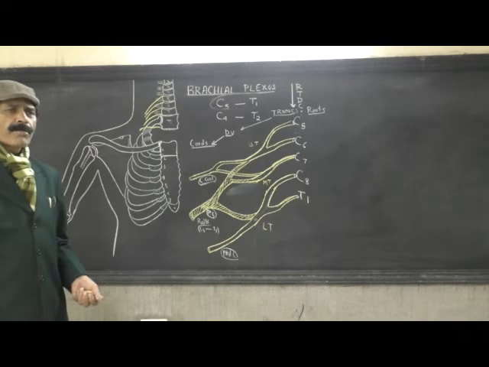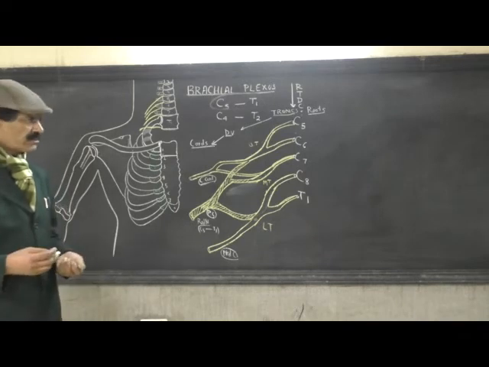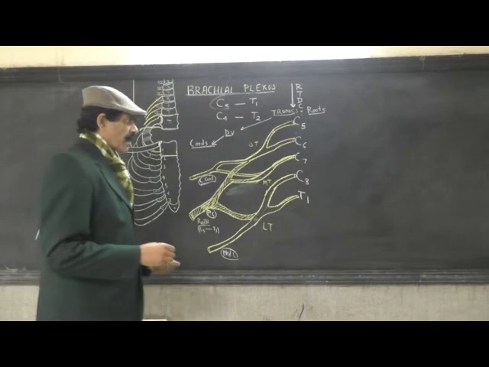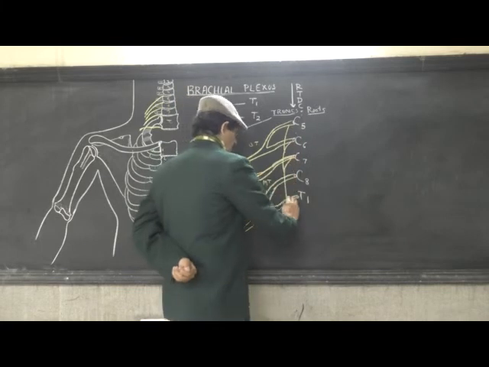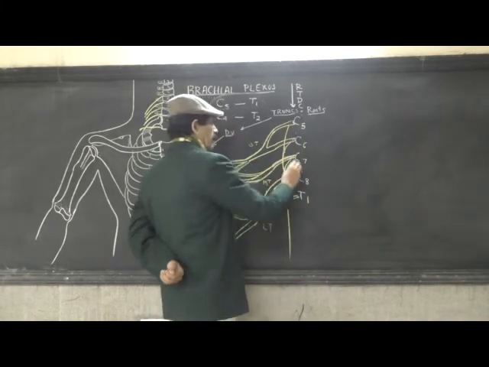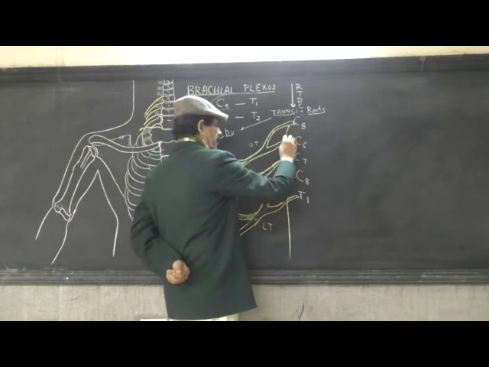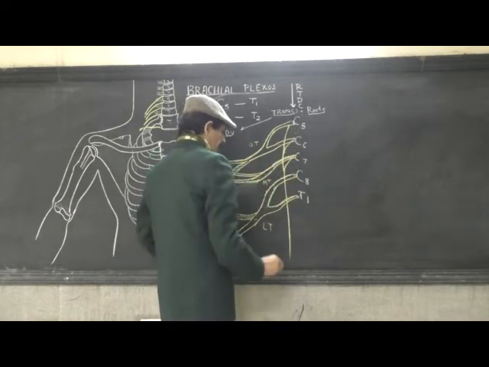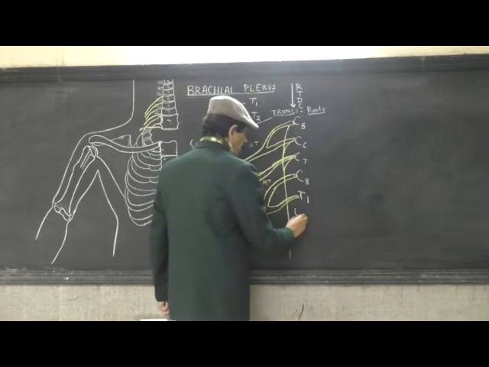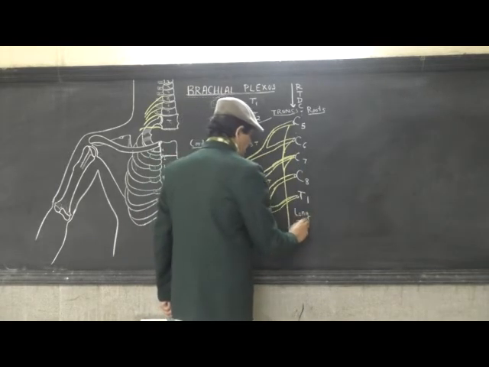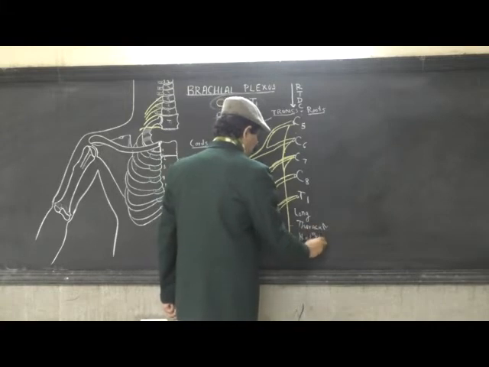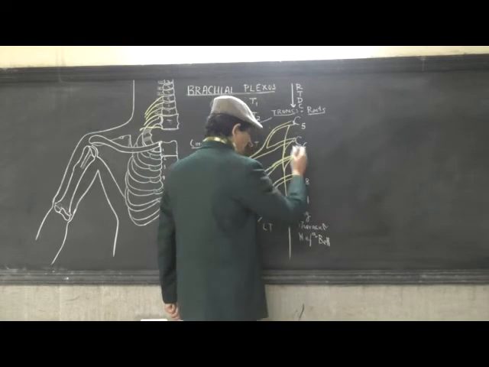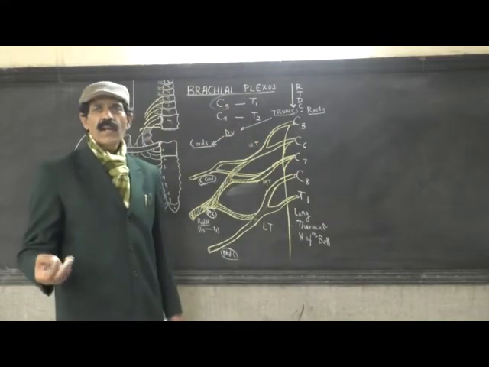Now come the branches. There are branches from the roots also. So branches from the roots, from C5, C6 and C7. A nerve is formed from the roots. This is called the long thoracic nerve, or its other name is nerve of Bell. This is the nerve of Bell, the long thoracic nerve. So long is the course, more liability to injury.